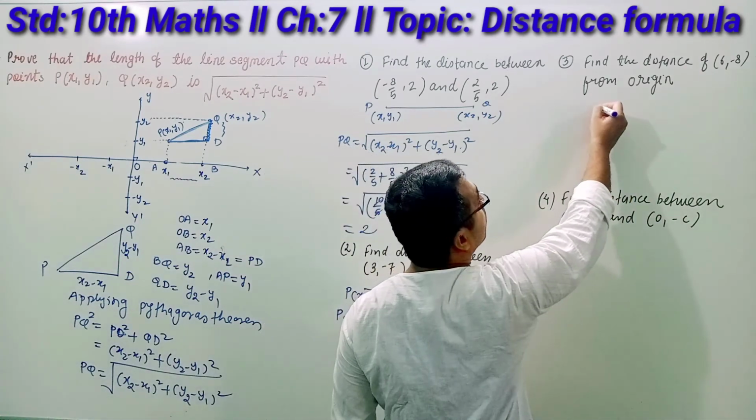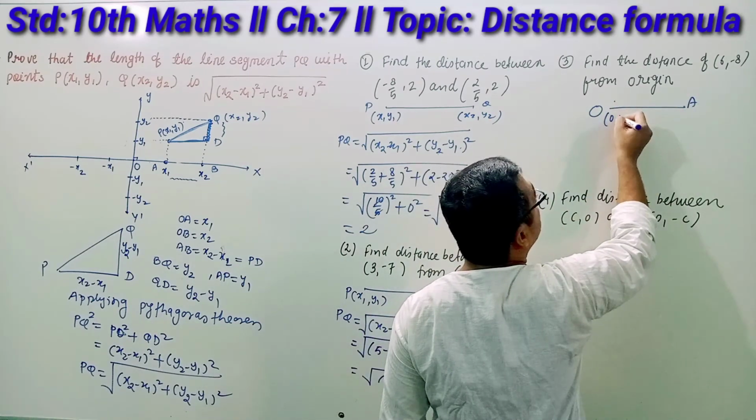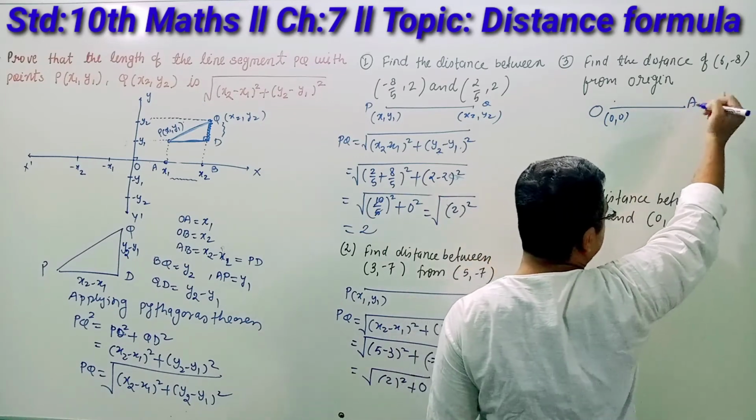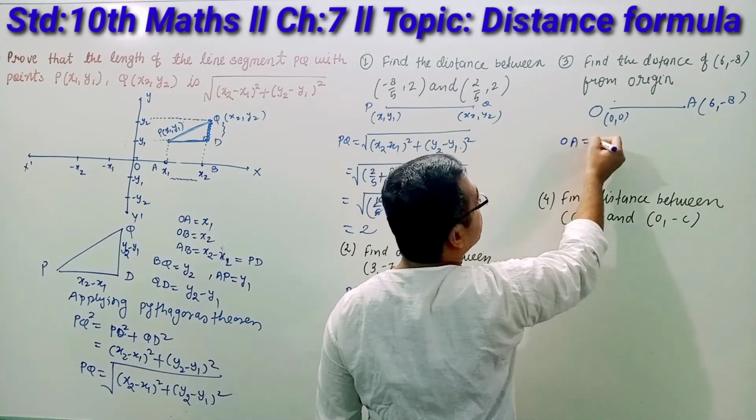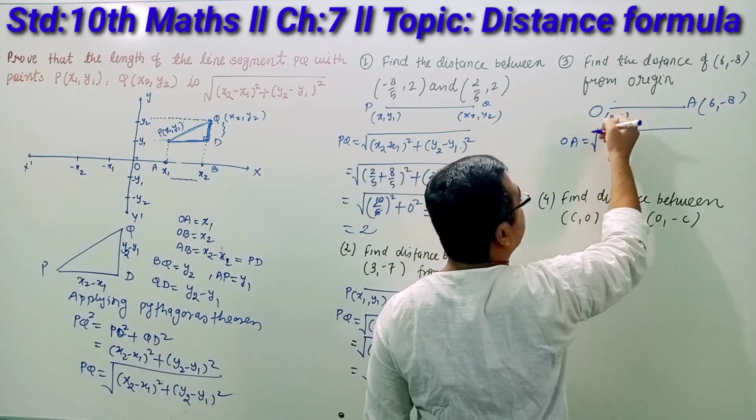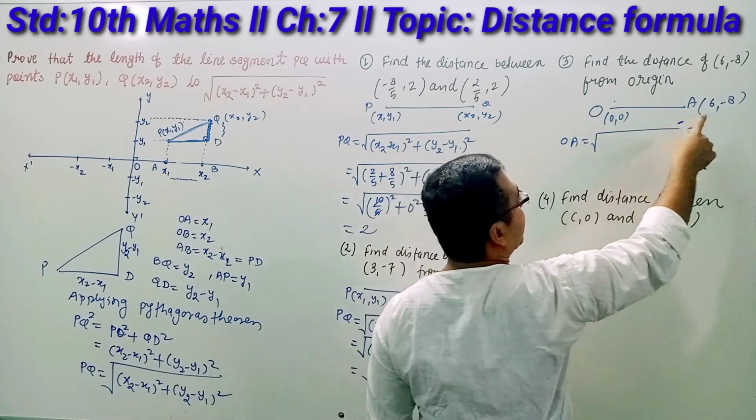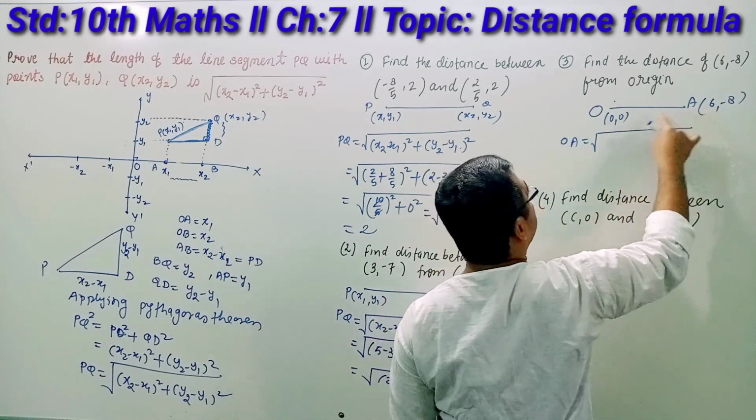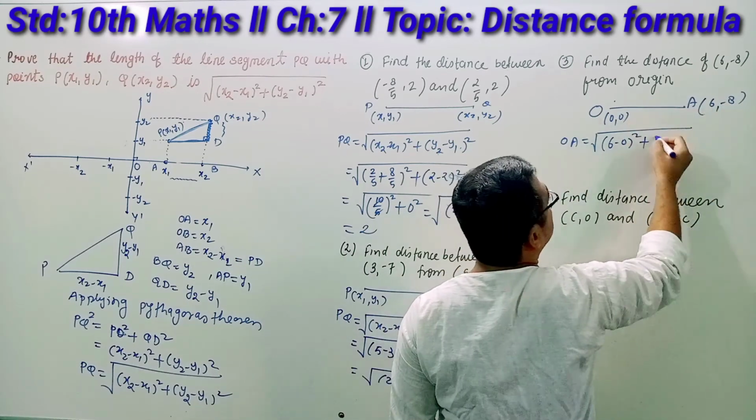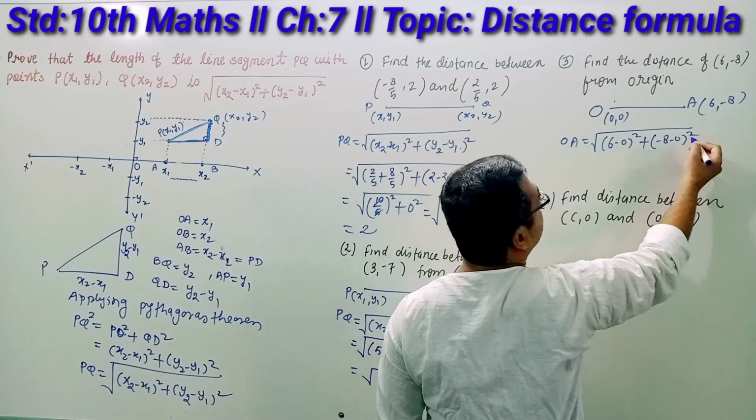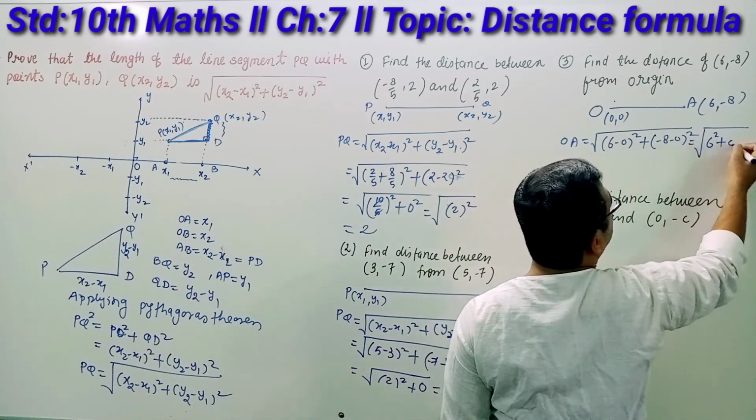Okay students, the next is find the distance of the point 6, minus 8 from the origin. We know that the coordinate of the origin is always what? Suppose this is point A. The coordinate of the origin is always 0, 0 and the other coordinate is 6 and minus 8. So the distance OA is equal to what? This is like x1, x2, this is y1, y2. So x2 minus x1 means 6 minus 0, plus y2 minus y1, minus 8 minus 0, whole square. So here we can write 6 square plus 8 square.